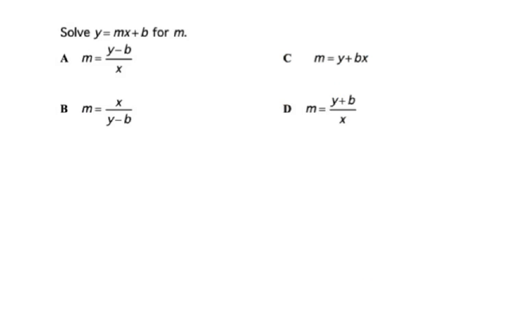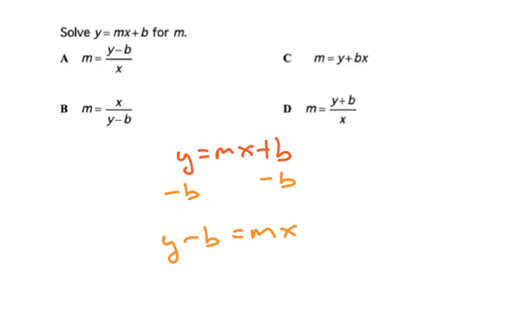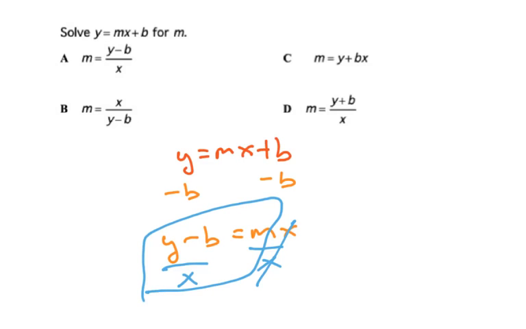Next one. So this one I thought was very important because you're doing something you may have to do in the future, which is isolate the slope. So the first move is move the constant. So we're going to subtract b, and y minus b equals mx. And then the big last step is we're going to divide through by x, so you get m by itself. And there's my answer.